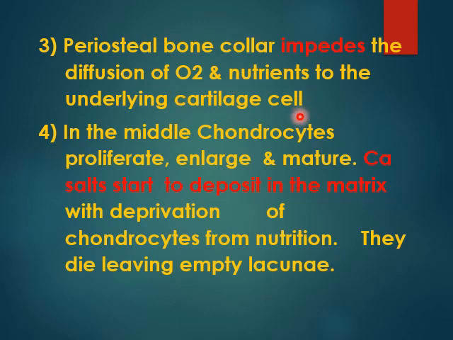Another issue will happen. The chondrocytes present in the middle of the model will proliferate and become mature. Something wrong happened here. The chondrocyte contains alkaline phosphatase that was inactive. Hypoxia leads to activation of this alkaline phosphatase, and it starts to deposit calcium in the matrix. This deposition will lead to more deprivation of the chondrocytes from their nutrition, and the chondrocytes will die in their lacuna, leaving the lacuna empty.